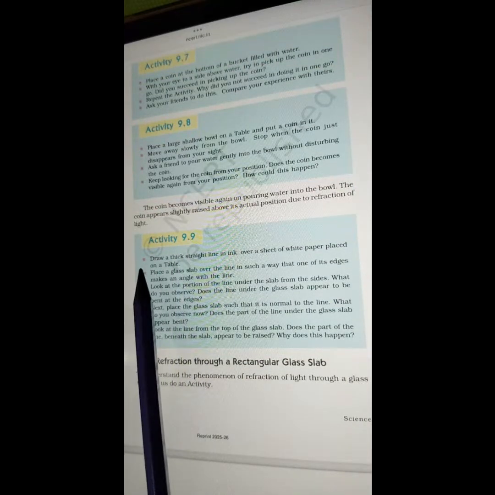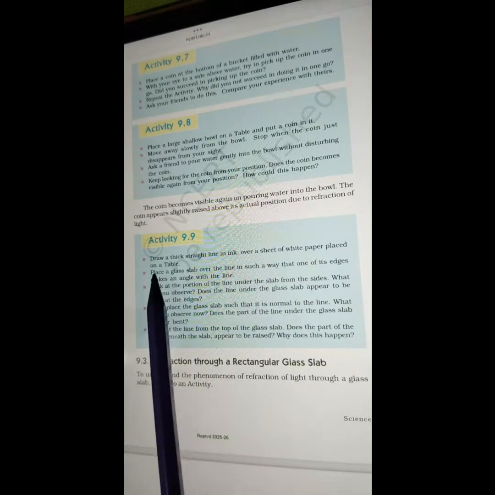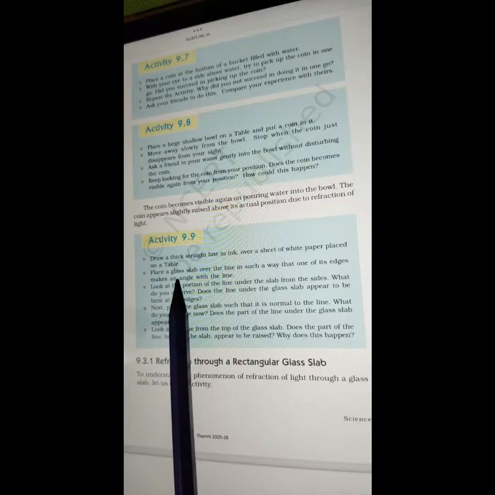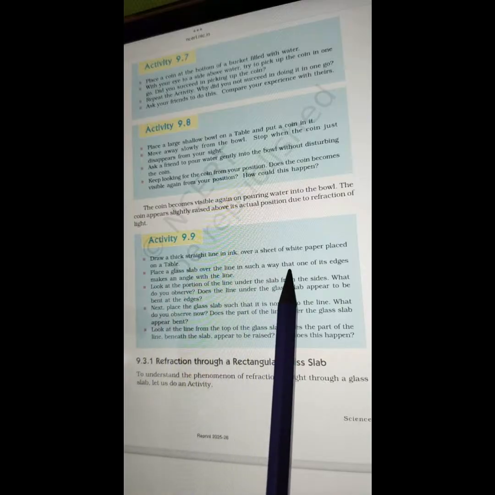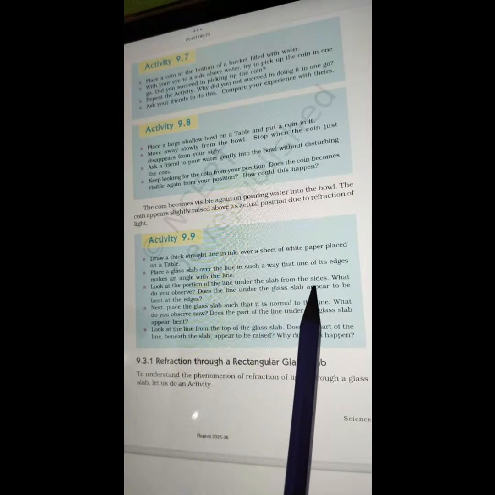Activity 9.9, draw a thick straight line in ink over a sheet of white paper placed on a table. Place a glass slab over the line in such a way that one of its edges makes an angle with the line. Look at the portion of the line under the slab from the sides.